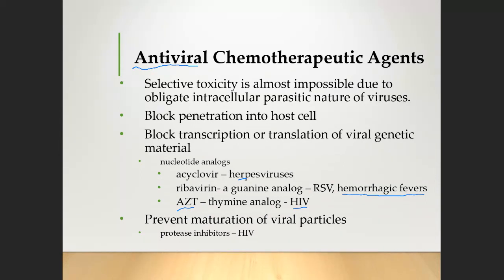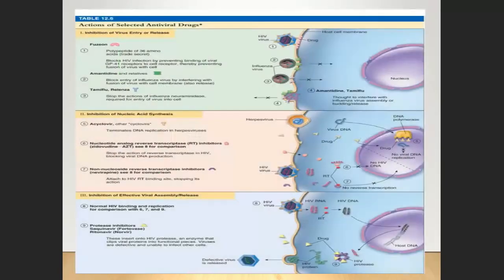Now, how are these antiviral drugs actually used? What kind of targets? The target is mostly related to the host cell. Let's say this is the host cell. There are some drugs that are used for blocking the attachment and also the penetration of the virus into the host cell.